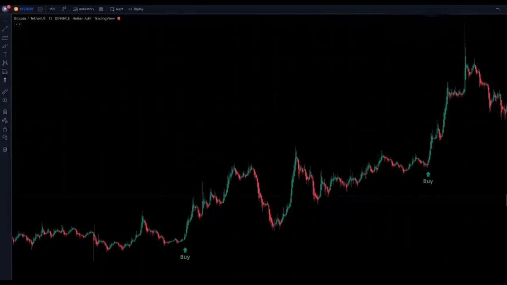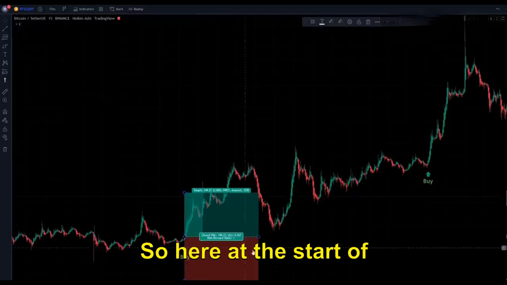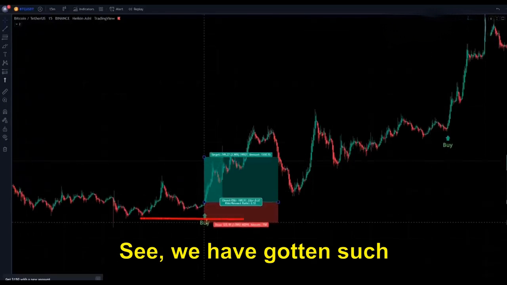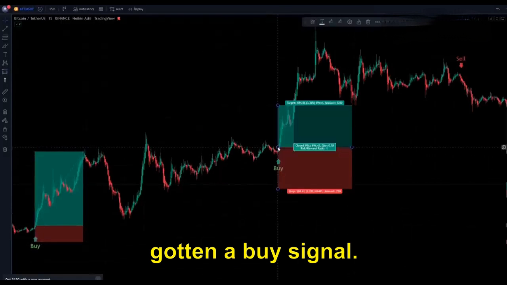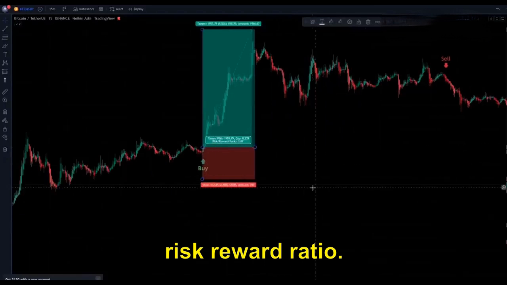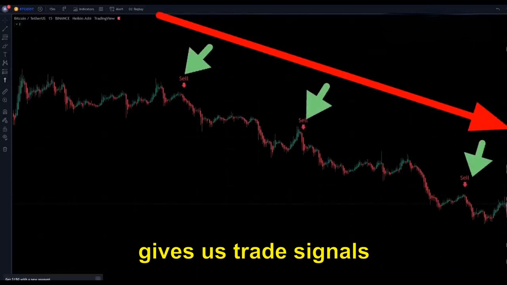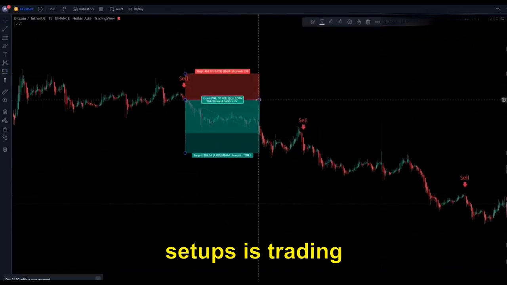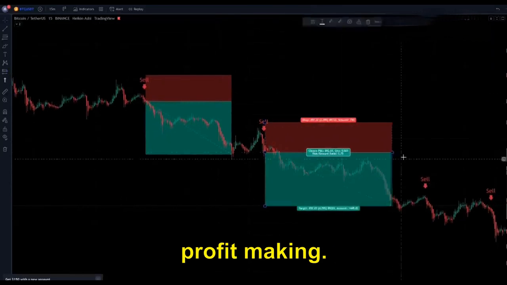Okay, dear traders, let me explain this strategy to you step by step. So here at the start of the trend, we have gotten a buy signal. See, we have gotten such a small stop loss compared to the reward. Here again, we've gotten a buy signal. In this position as well, we've gotten an amazing risk-reward ratio. One of the other advantages of this strategy is that it gives us trade signals which have directions. One of the most important price action setups is trading according to the momentum, which is very profitable.